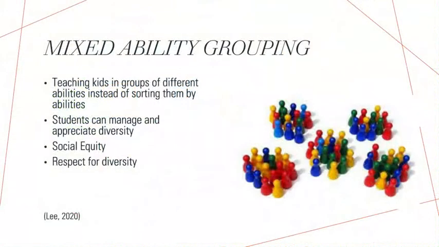One way to adopt inclusive activities in the classroom is called mixed ability grouping. This is when you are choosing groups of students with different levels of abilities and putting them in a group instead of sorting them based on their ability. This process helps students understand and appreciate diversity. It also helps give a level of social equity to the classroom.